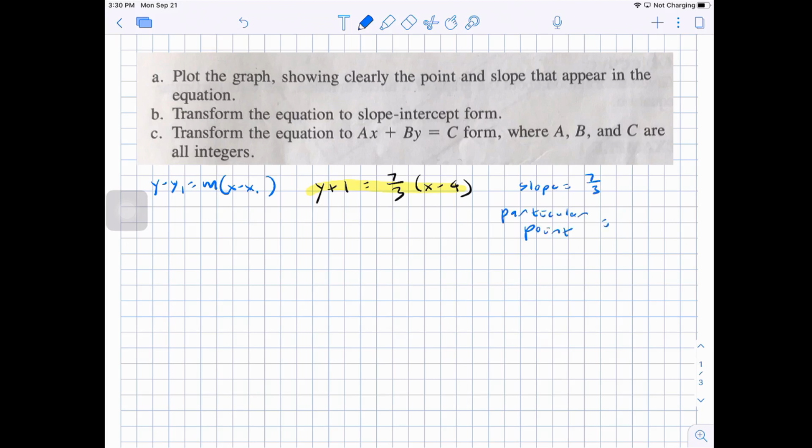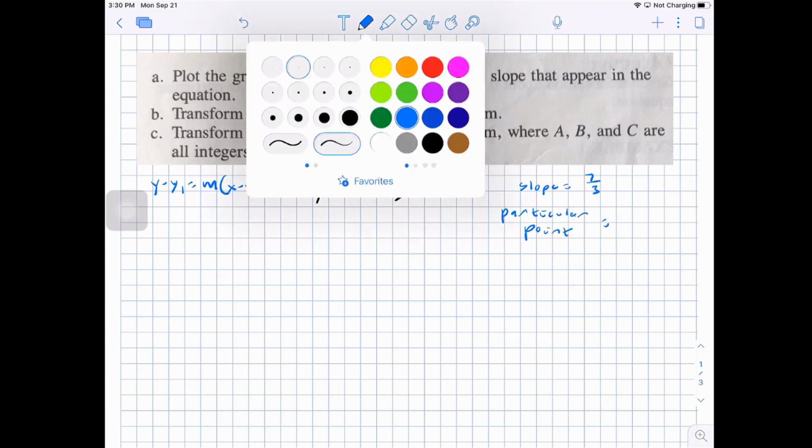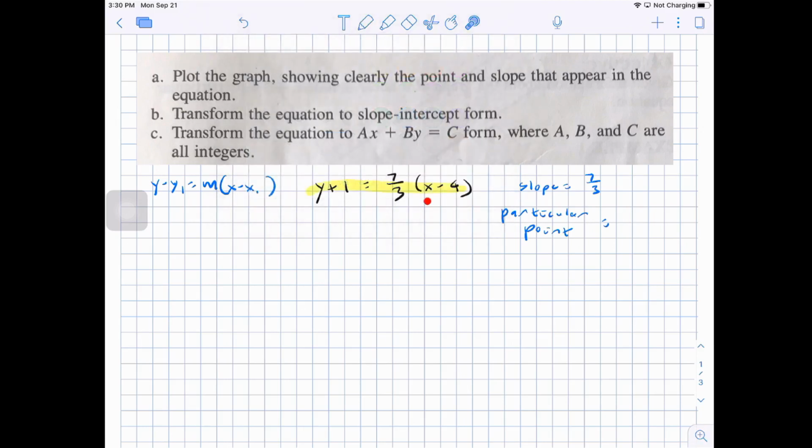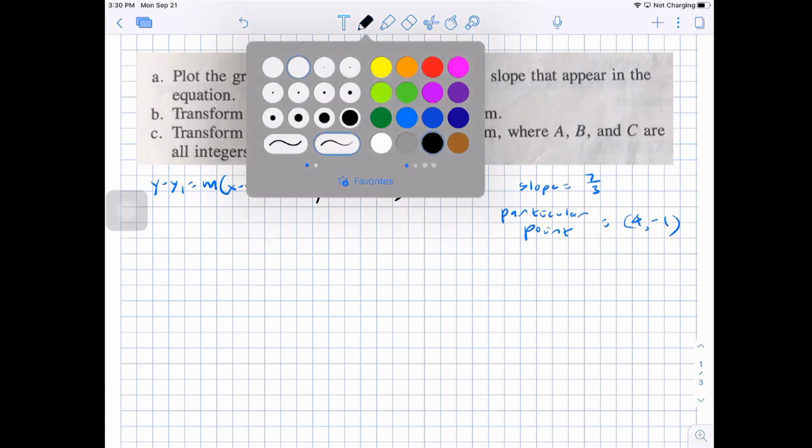okay, I'm going to use the method of seeing what makes both sides equal to 0. So over here, if I plugged in a 4, it'll make the right-hand side of the equation 0. On the left-hand side, if I plug in a -1, it'll make the left-hand side equal to 0. So 0 equals 0 satisfies the equation. So we know the particular point is 4, comma, -1. X comma y, 4, comma, -1. Okay, let's continue on with part A.